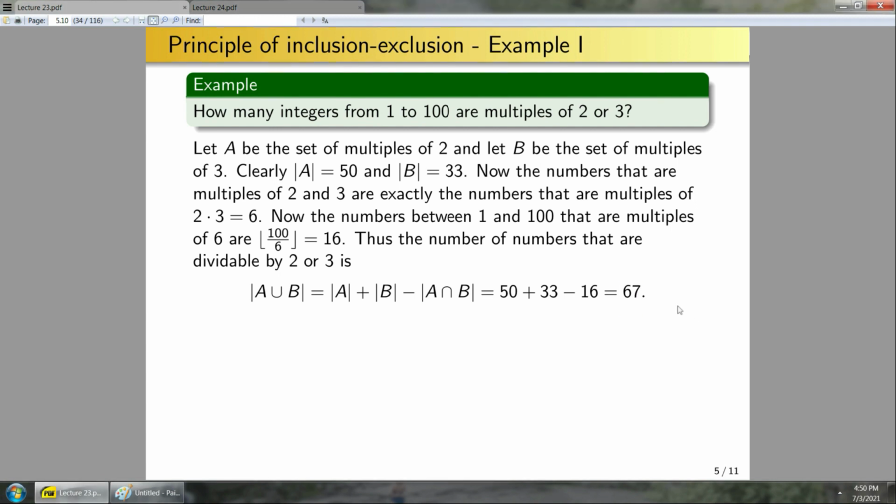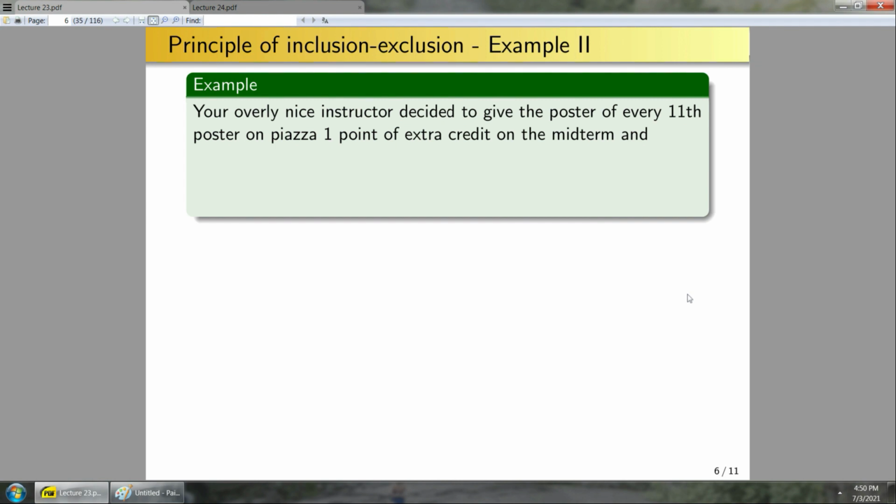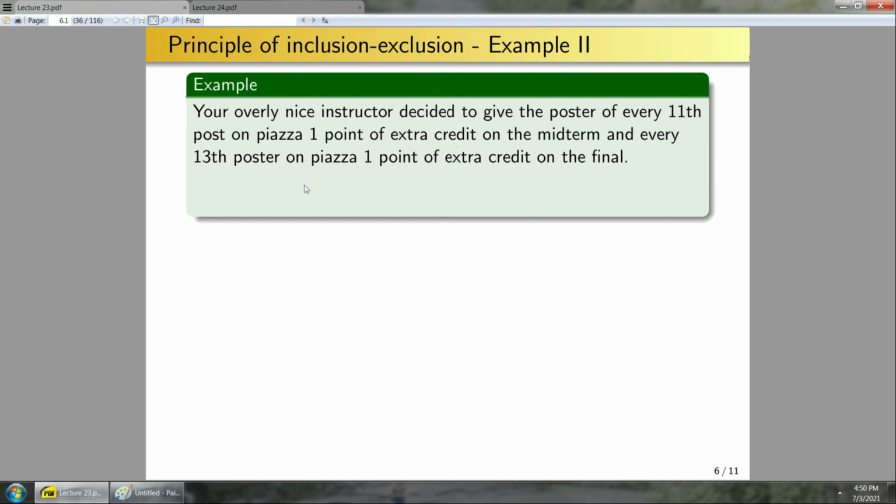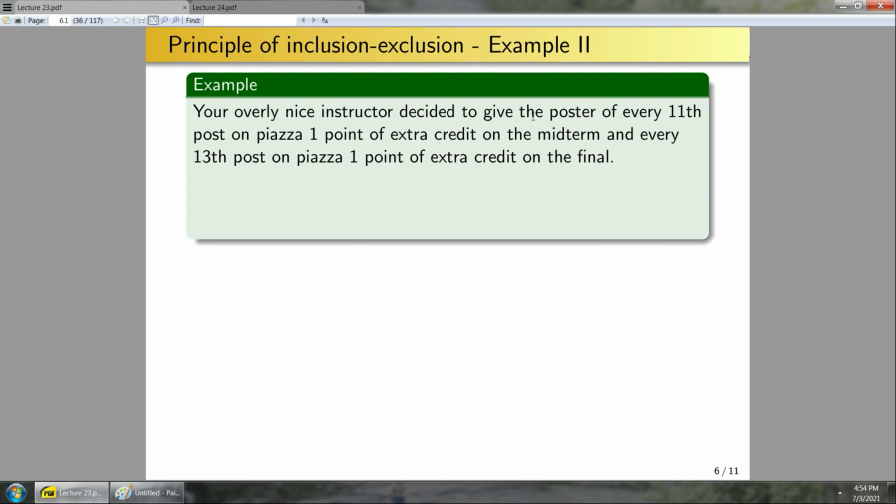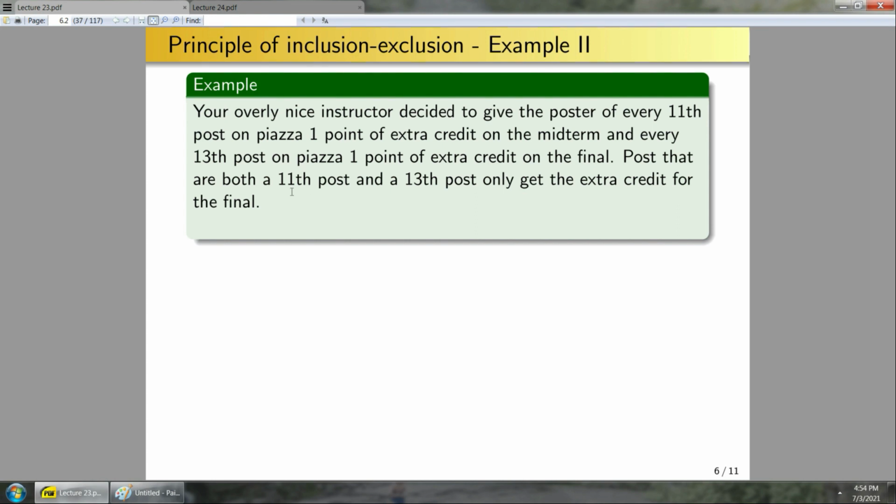Okay, let's look at another example. Your overly nice instructor, not me, decided to give the poster of every 11th post on Piazza 1 point of extra credit on the midterm, and every 13th post on Piazza 1 point of extra credit on the final. In addition to these first 2 rules, the instructor added another rule. Posts that are both an 11th post and a 13th post only get the extra credit for the final.